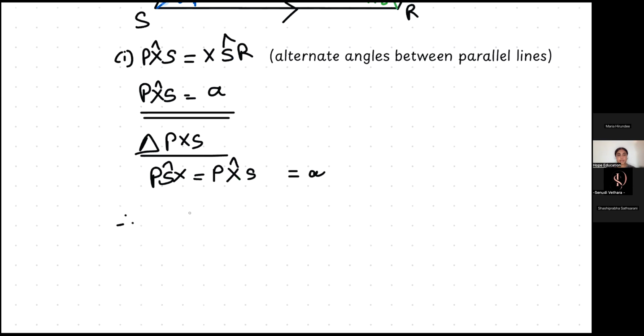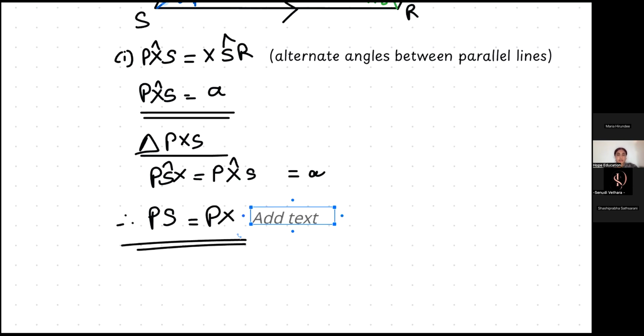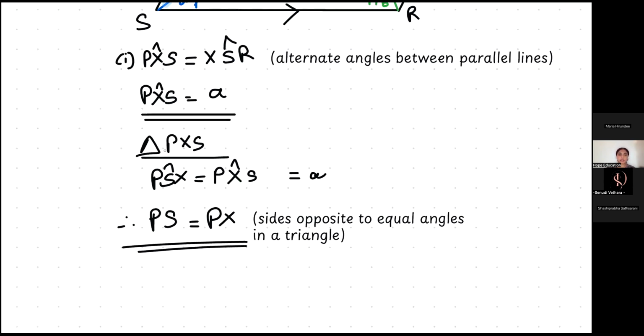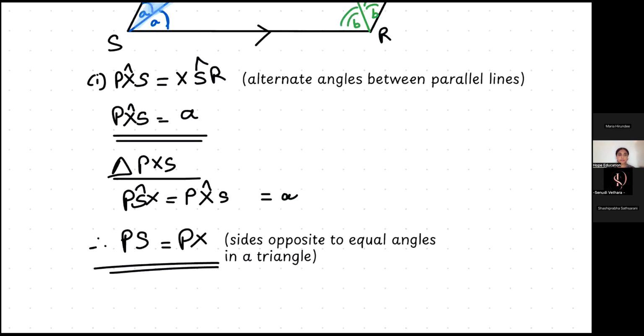Therefore, PS equals PX. Let's write: sides opposite to equal angles in a triangle. ඒකේ අපිට කියන්න පුළුවන් PXS කියන්නේ isosceles triangle එකක් කියලා. Okay. Yeah, I think that is clear. Is that clear to all of you?